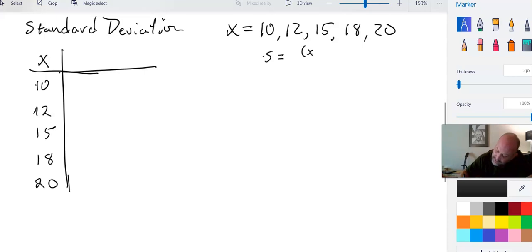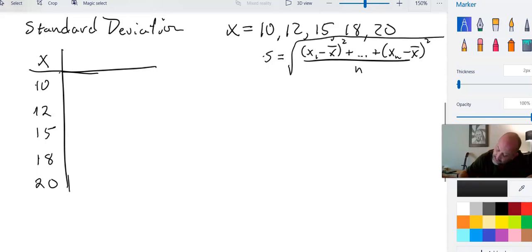Right, we got to take all those x1s minus x bars, and I'm just going to shorten this whole thing all the way up to the end. Right, and we got to square all those. Then we have to divide it by n. Then we have to take the square root. So it's really that numerator that's going to be messy. So we're going to use a table to get a hold of this numerator.